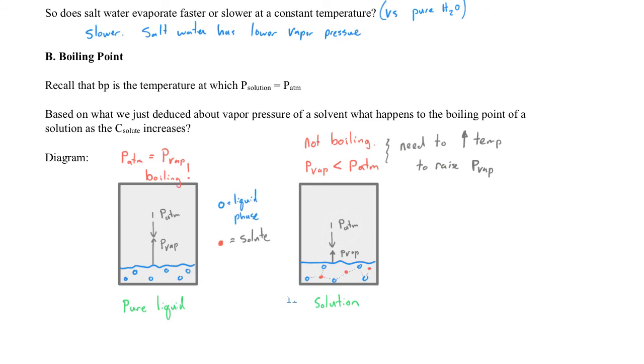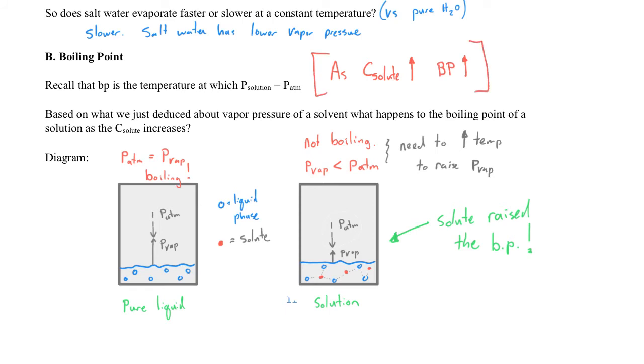Now, we could eventually boil this solution if we continue to raise the temperature, because raising the temperature would increase the vapor pressure, and eventually that vapor pressure would equal the atmospheric pressure. But note that this solution with the solute in it has a higher boiling point than the pure liquid. That's because we've decreased the vapor pressure. So to summarize the effect of the concentration of a solute on the boiling point for a solution, we can say that as the concentration of the solute increases, the boiling point also increases. This is why we call boiling point a colligative property. It's because it's a property that changes as the concentration of a solute also changes.